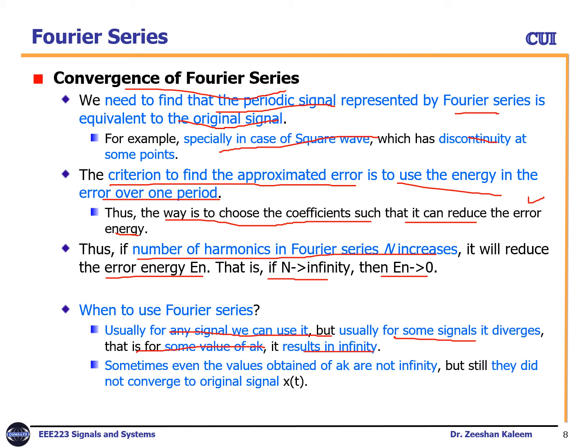It happens that when you find the coefficients a_k, usually it gives some finite value, but for some particular k, it may diverge. It means that it doesn't have a finite value; it is equivalent to infinity. When a coefficient does that, it means that the series is not converging. Sometimes even the values obtained of a_k are not infinity, but still they don't converge to the original signal. So the signal is not converging.